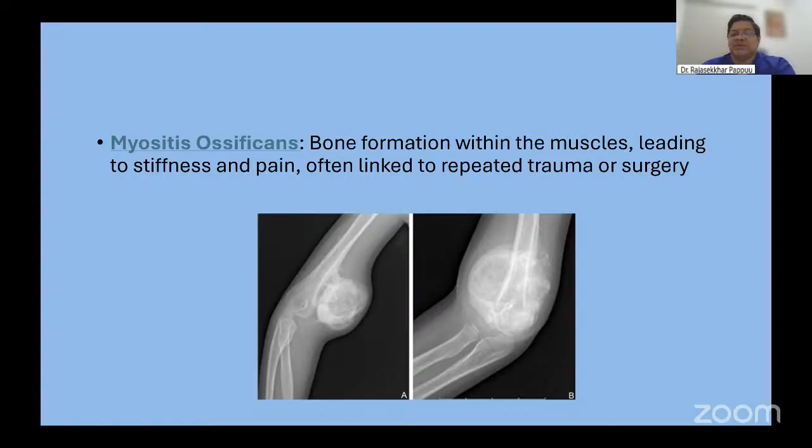There is no other medication, and sometimes we also give bisphosphonates like osteophos or rhizophos to reduce bone formation. When the myositis ossificans is matured, completely ossified, only then can you go for excision of the myositis ossificans.